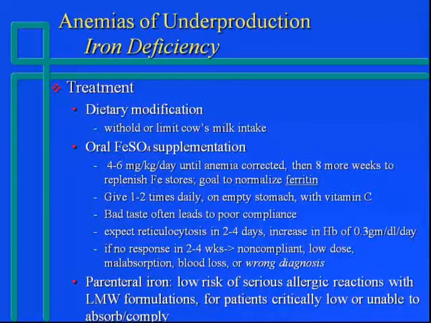Treatment may include dietary modification, such as withholding or limiting cow's milk intake. Usually oral iron supplementation is adequate, in good doses of 4 to 6 milligrams per kilogram per day of elemental iron until the anemia is corrected, and then to continue iron for another 8 weeks or so, with the goal really being to replenish the iron stores and normalize the ferritin value.